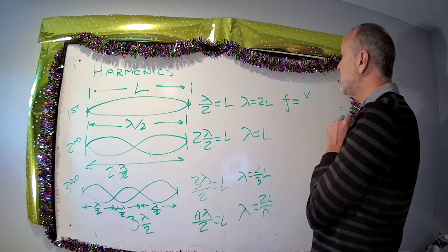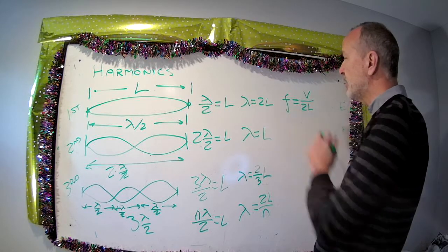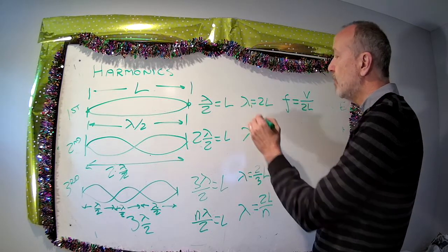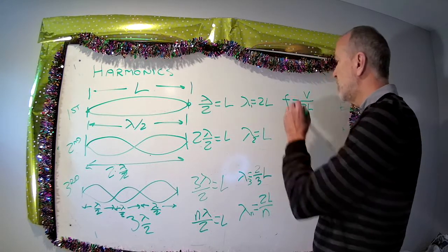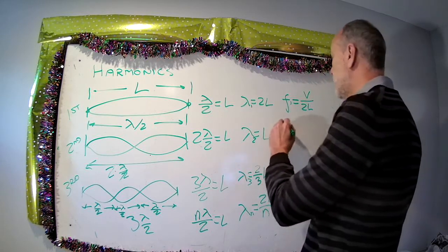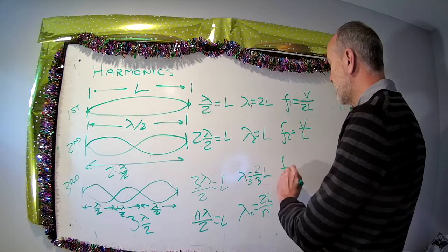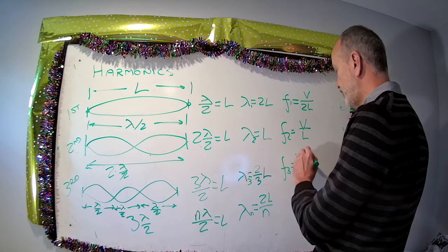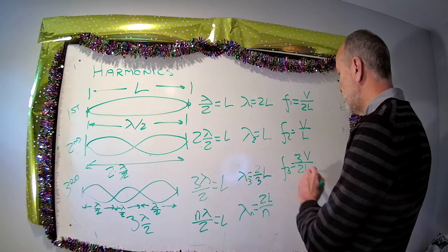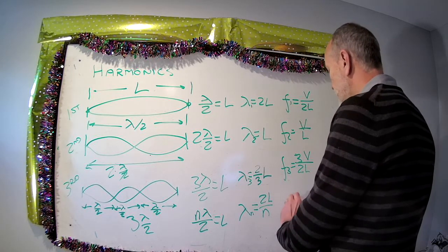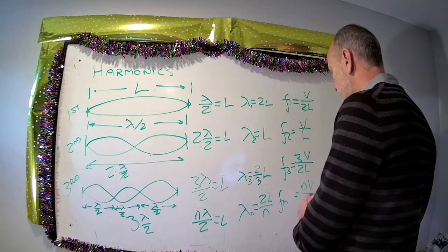So whatever the velocity on that string is, divide by 2L, divide by the wavelength, and you've got the frequency. And we sometimes write a subscript pertaining to the harmonic that we're talking about. So the second harmonic is going to be V divided by L. And the third harmonic is going to be V divided by this lambda, which ends up being 2L over 3. And Fn would be V divided by this whole thing, which is the same as multiplying it.